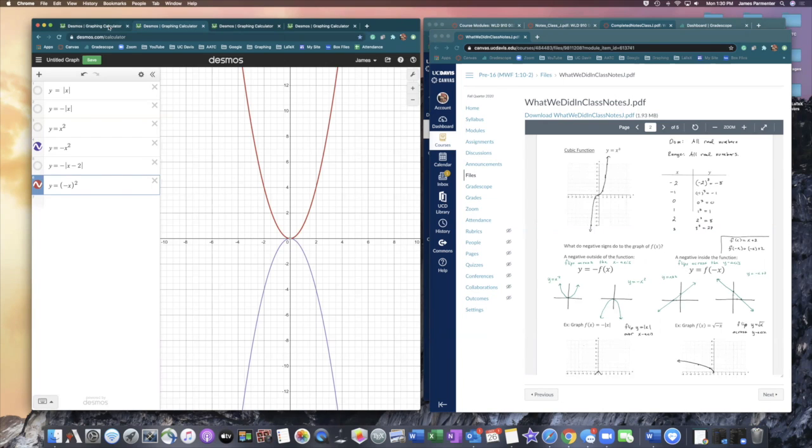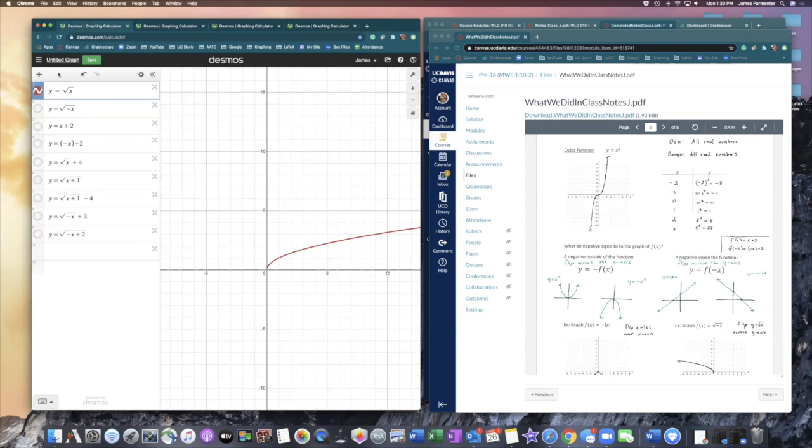The same can be said, let's look at the square root function. So here's the square root function. If I do the square root of negative x, so the negative is on the inside of the function, it's going to flip it across the y-axis, like that. On the other hand, if the negative is in front of the function, or outside of the function, as I usually say, it flips it across the x-axis. So again, here's the original function, y equals square root of x. And then here's the flip, y equal to negative square root of x.